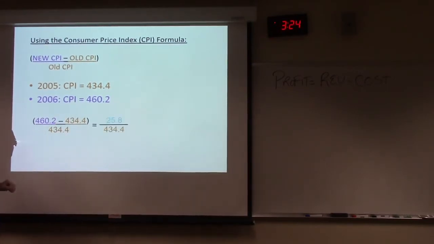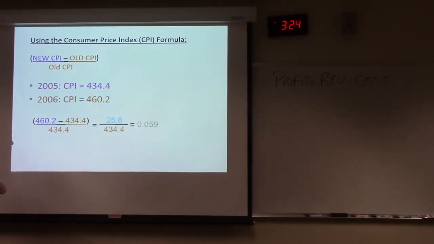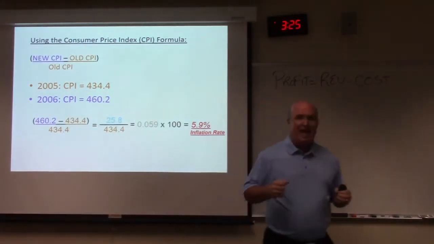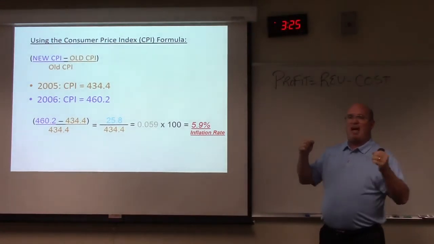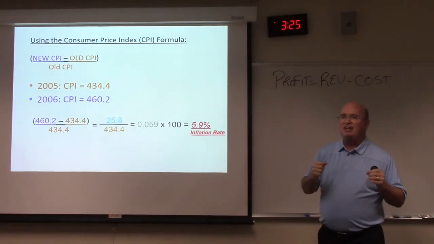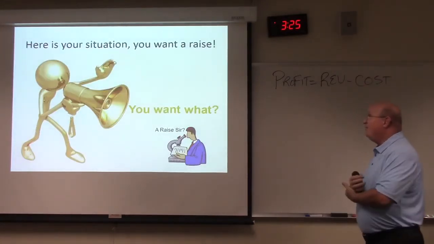So we do this one first. We get 25.8 divided by 434.4. We get 0.059, multiply it by 100 because inflation is always in a percent. So the inflation rate with these numbers will be 5.9%. Or in other words, that nice dollar bill we had buys 5.9% less stuff than it did the year before.